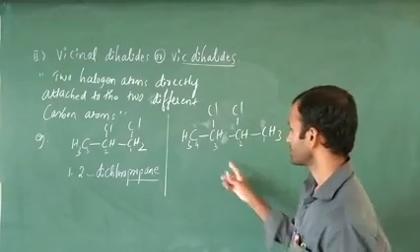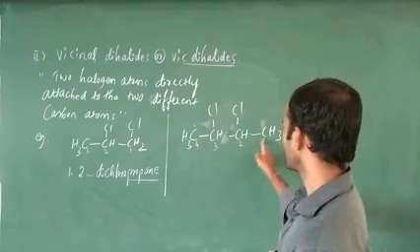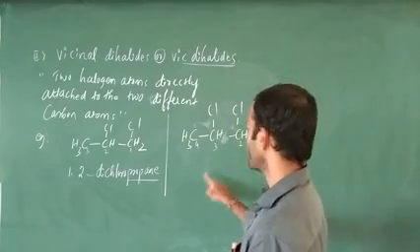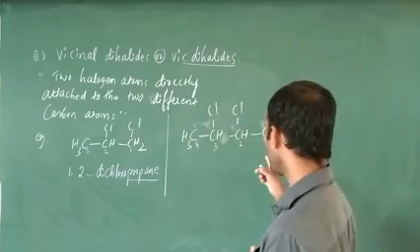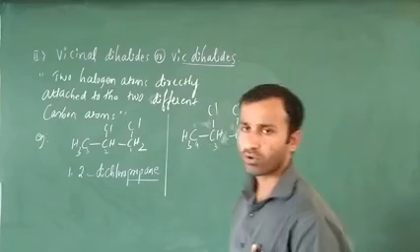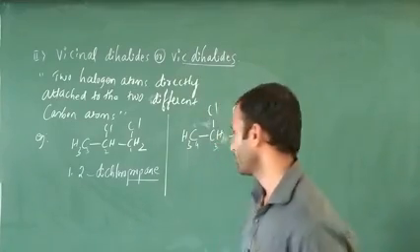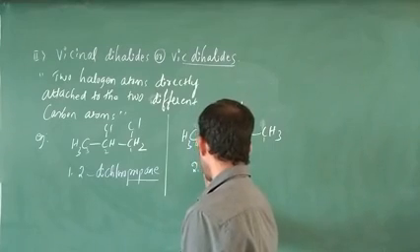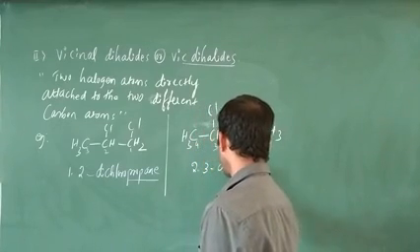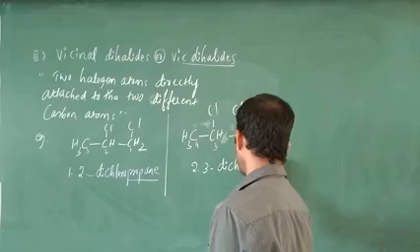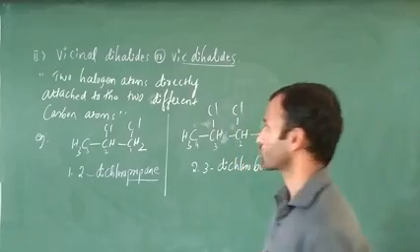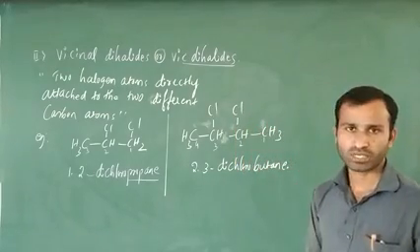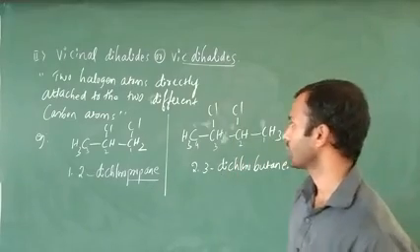What is the IUPAC name of this one? Here the chlorines are on 2 and 3, and there are four carbons, 1, 2, 3, 4, so you write butane. 2,3-dichlorobutane is the IUPAC nomenclature of this compound.